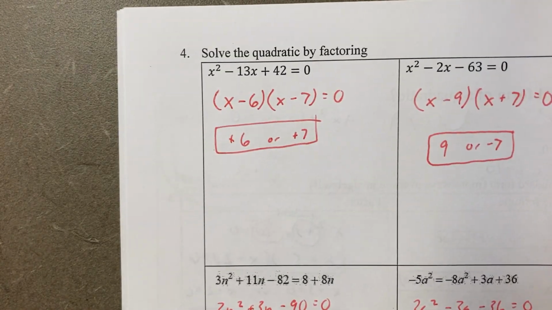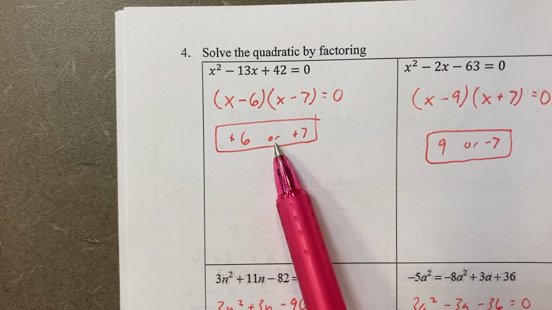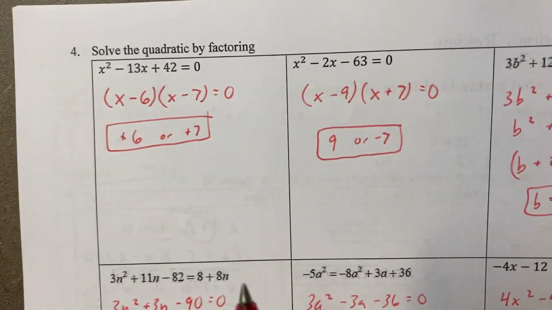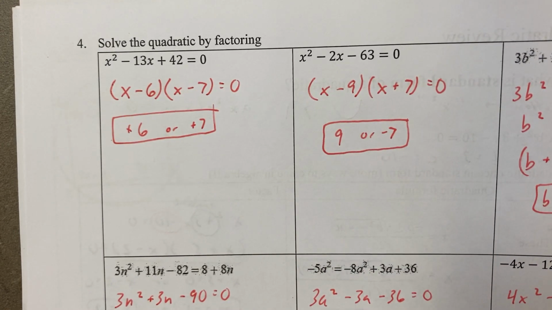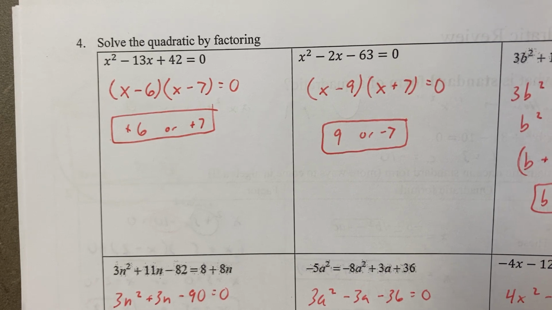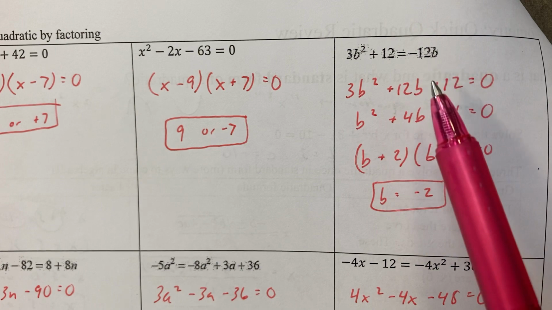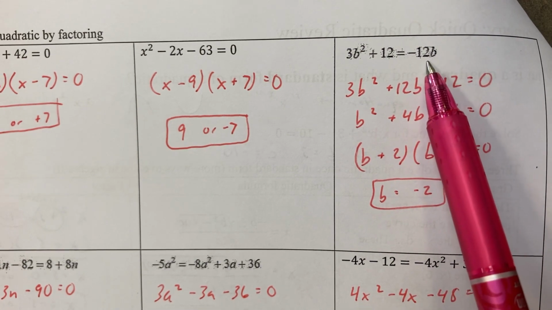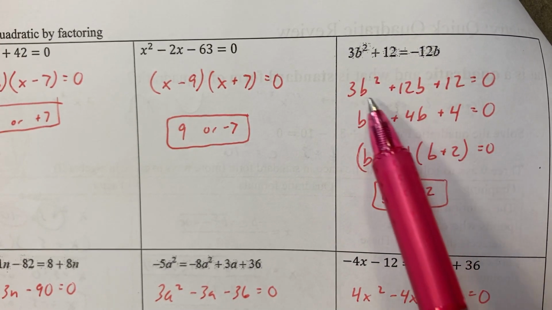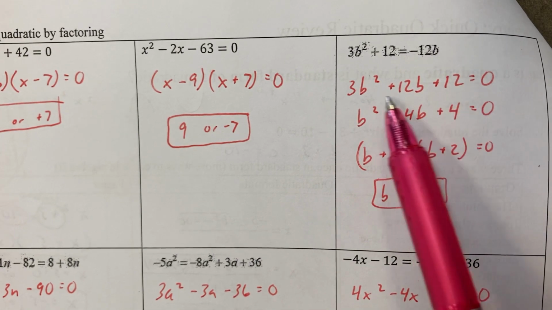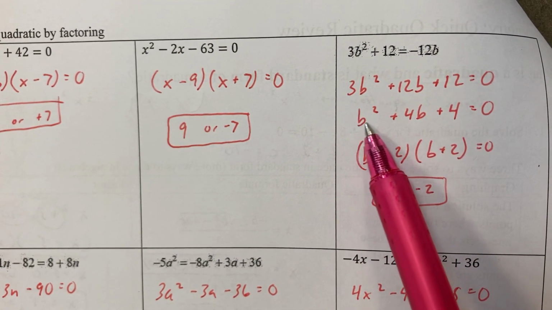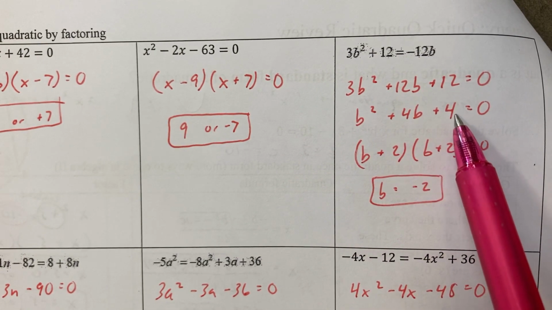This one was pretty straightforward. This is where you can pause, rewind. I'm going fast, I know. This one, we had to move the 12b over, write it in standard form, and get rid of this 3 by dividing. Everything gets divided by 3.